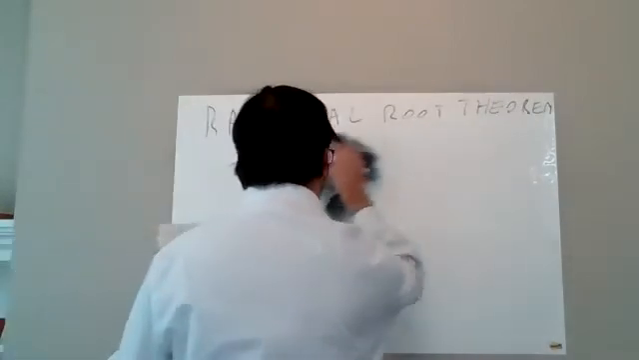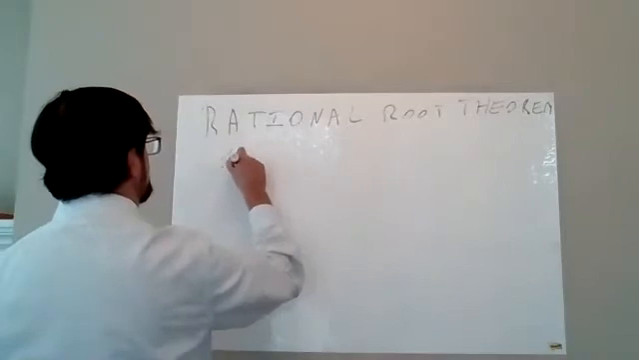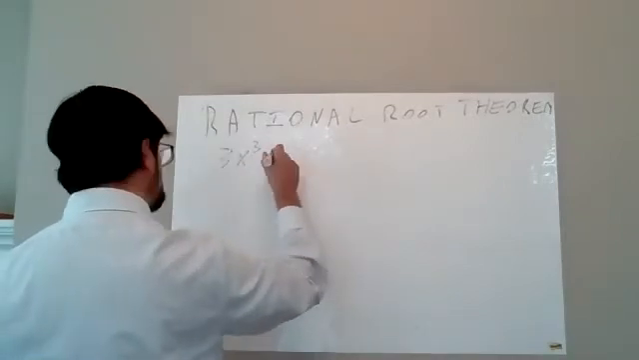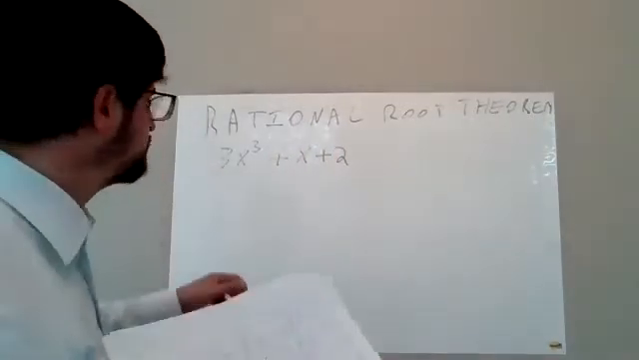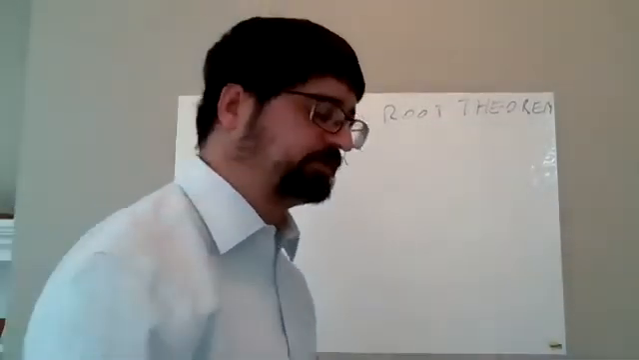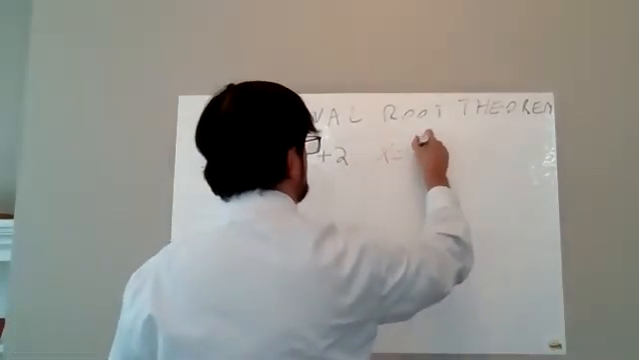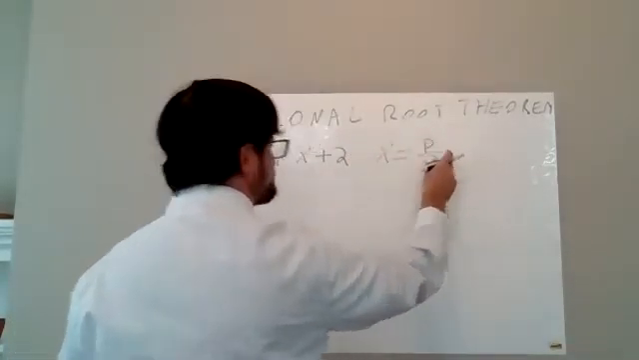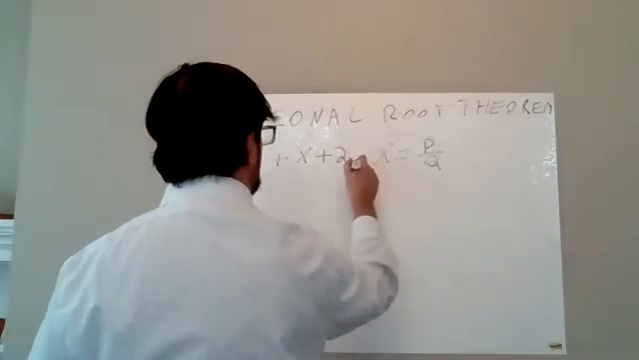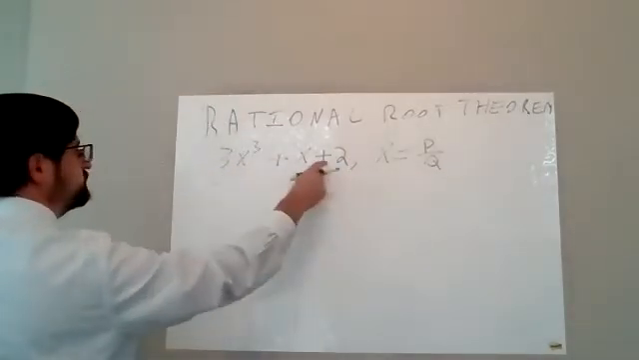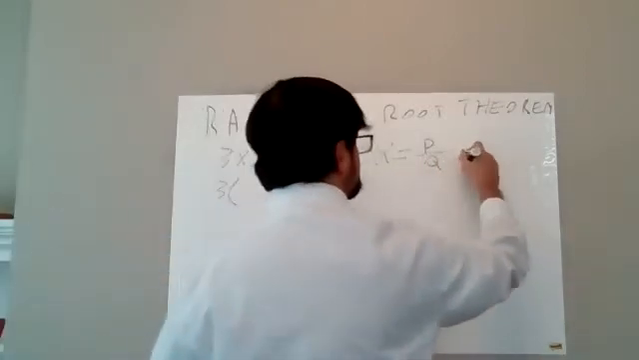the following polynomial: three x cubed plus x plus 2. Now let's say we want to know what the potential rational roots are of this. So we'll write x equals p over q, and we'll assume p and q are in lowest terms, and we'll plug that in here. So that's the same, and we'll assume that's equal to 0. So we're assuming this is a root.